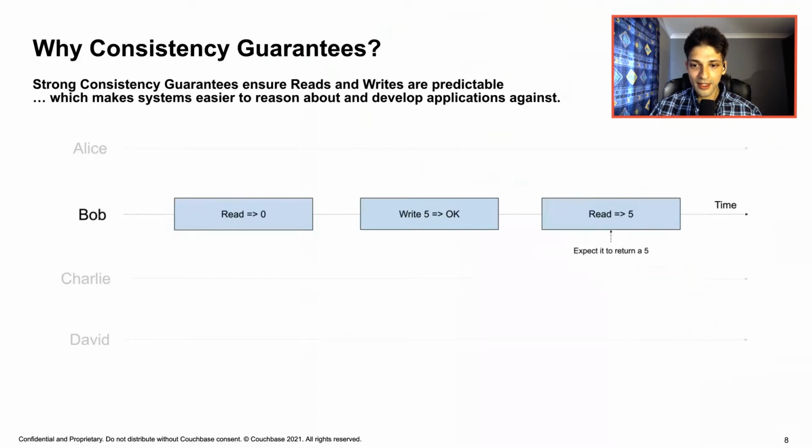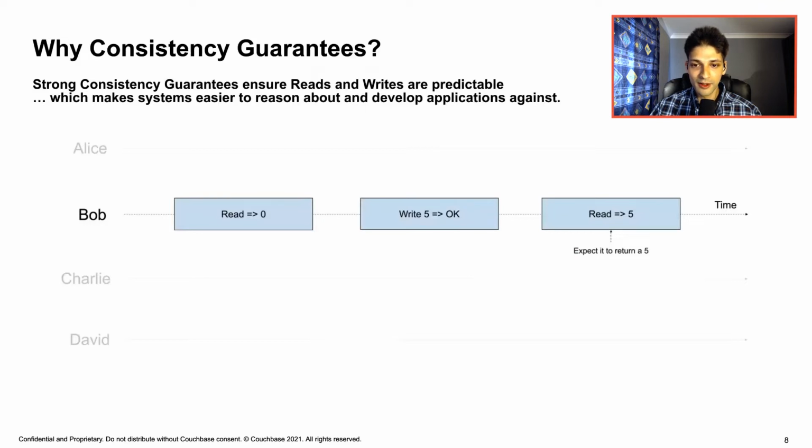Predictable reads and writes make systems easier to reason about, and therefore easier to develop applications against. Developers are used to working with variables in single-threaded applications, and assume reads and writes to databases are similar. However, strong consistency guarantees are required to make such assumptions.